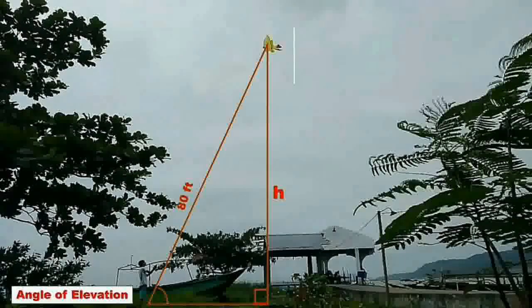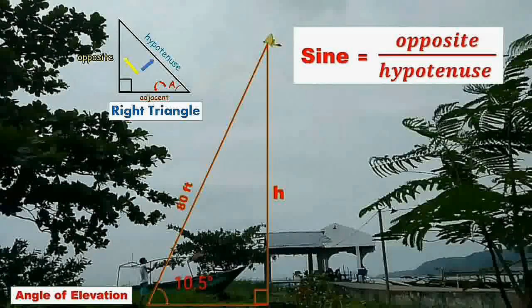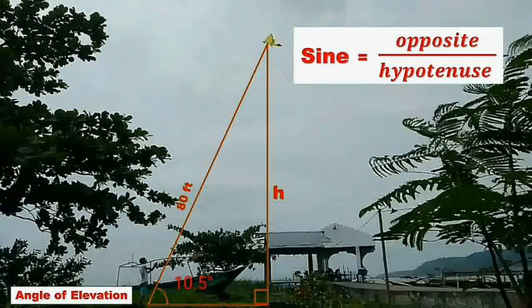Angle of elevation is an angle from the horizontal up to the line of sight. In this problem, we use the different parts of right triangle, the hypotenuse, adjacent, and the opposite side. We are looking for the distance of kite from the ground or the height denoted by h. H or the height is opposite the given angle of elevation, 10.5 degrees, while hypotenuse measures 80 feet.